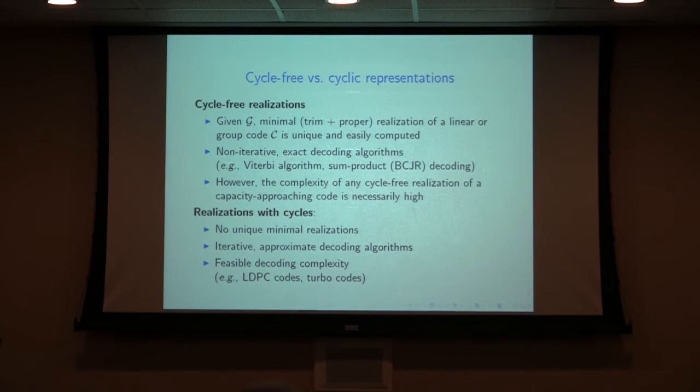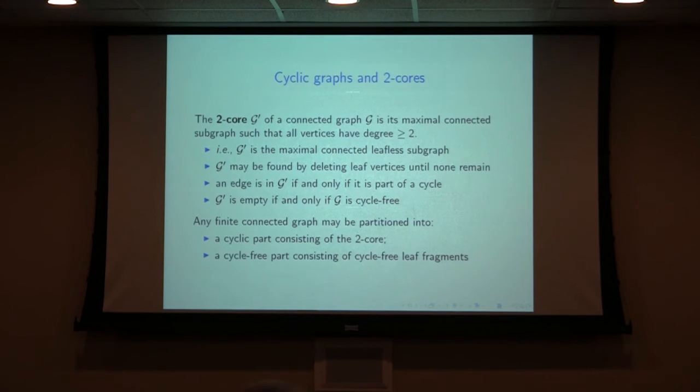So for these graphs, as I've said, they're easy to decode, but the complexity is necessarily high, and there are some results that are almost conclusive that say if you have a capacity-approaching code, then the complexity of any cycle-free realization has to go up exponentially. So to get to capacity, we're going to need realizations with cycles, where the minimal realizations are not unique, where the decoding algorithms are iterative and approximate, but in fact, this is the way we go.